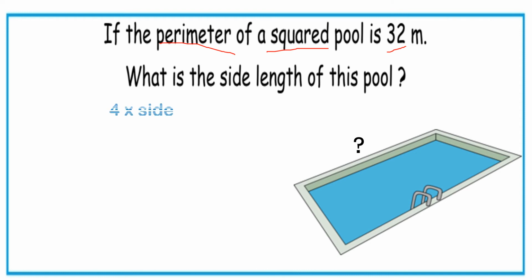So pay attention. I will first write the law of perimeter. It's 4 by the side. So I don't know the side, but I know it's 4 by something. 4 by something will give you 32. I know the factors of 32 are 4 and what gives you 32 is 8. So the side length is 8 meters.